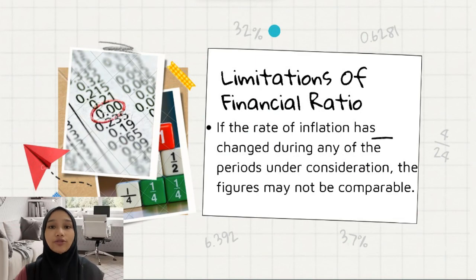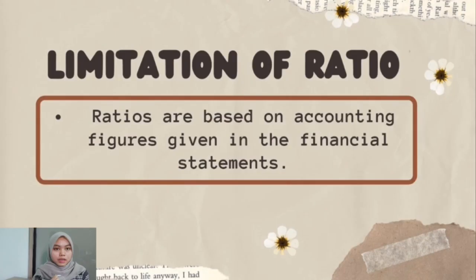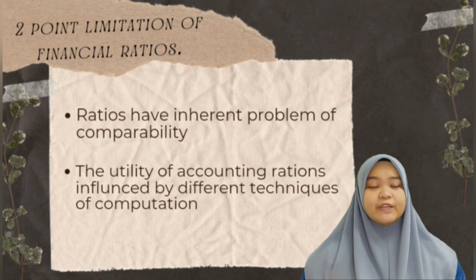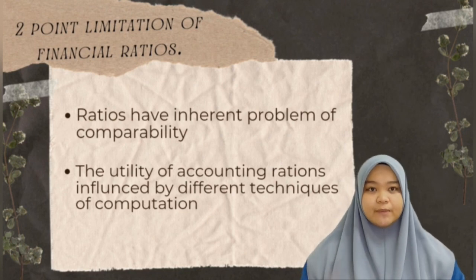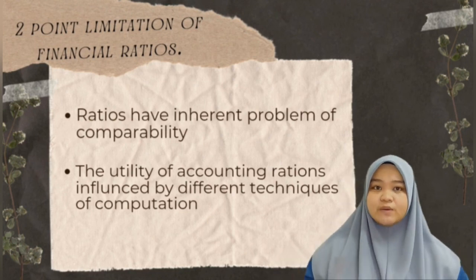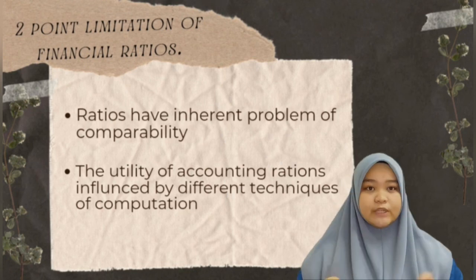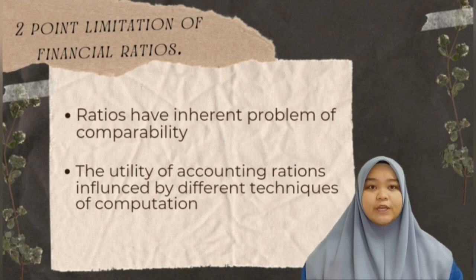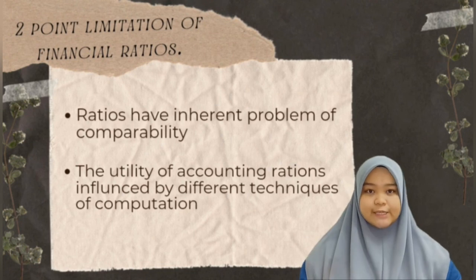For limitations of financial ratios, there is the inflation effect, which is that if the rate of inflation has changed during any of the periods under consideration, the figures may not be comparable. Next, ratios are based on accounting figures given in the financial statements. Next is the inherent problem of comparability. That means companies that are generally comparable may use various accounting methods, which can make it difficult to compare useful strategies.